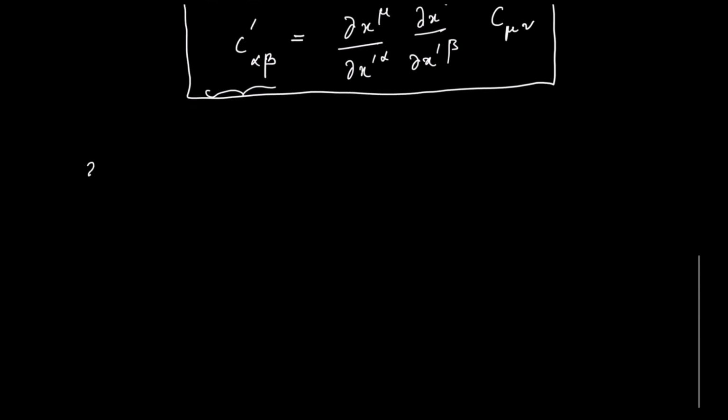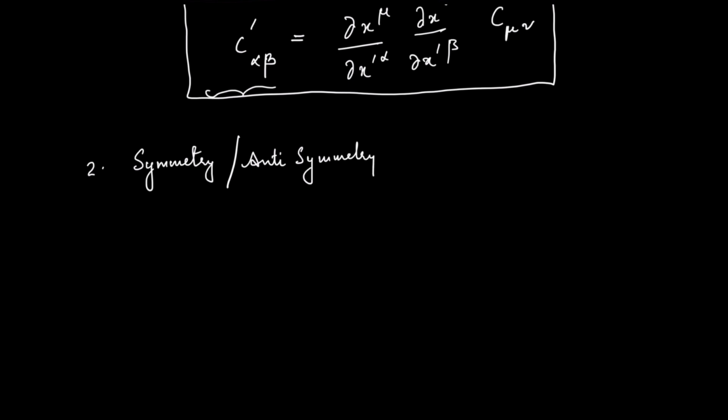The next property is the symmetry or antisymmetry of tensors. Symmetry or antisymmetry of tensors.